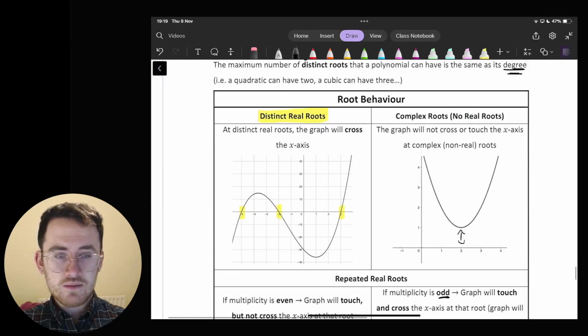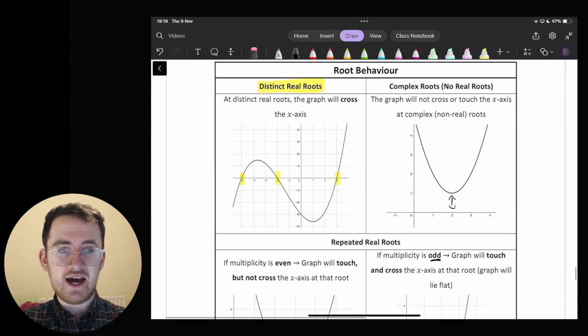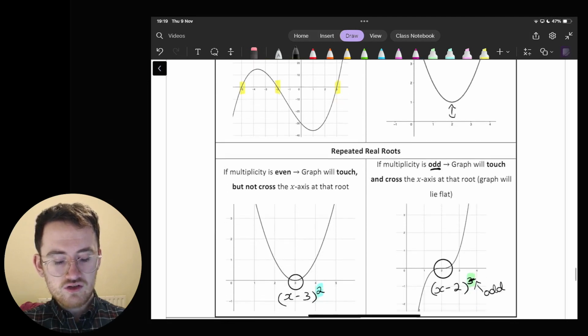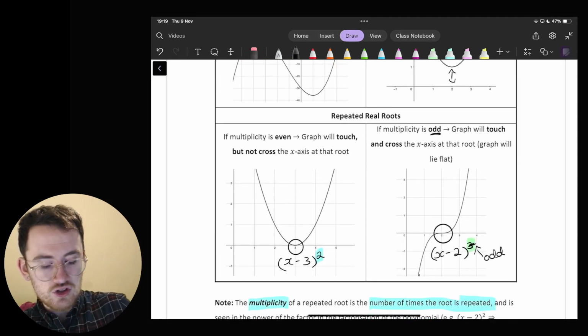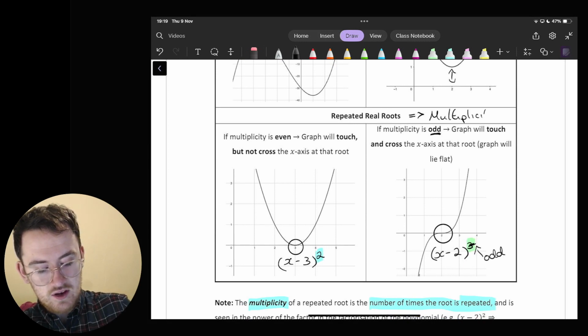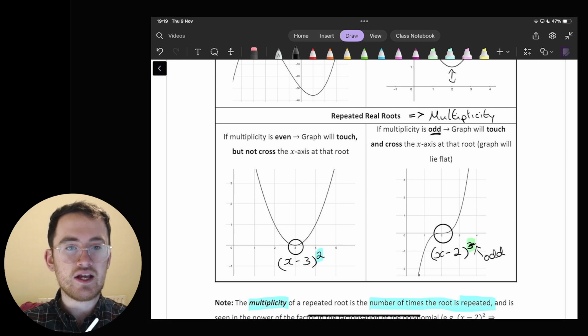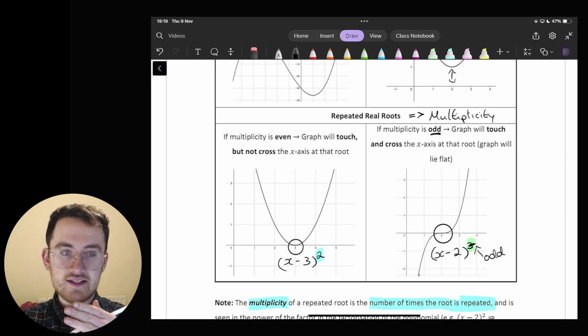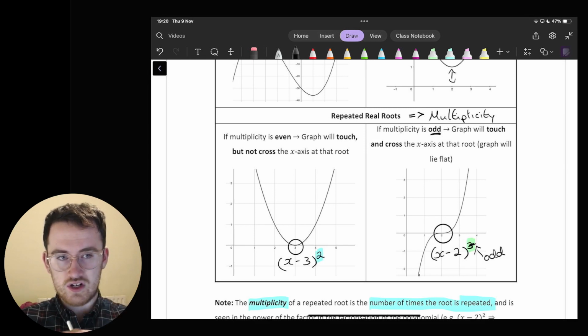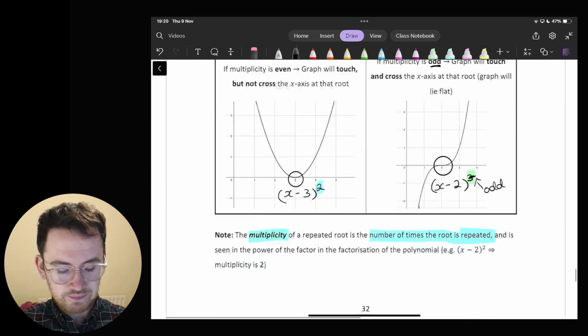So again, it just comes down to the three different types of root behavior. We have either distinct real roots where it crosses through the x-axis, complex roots where it doesn't even touch the x-axis, or repeated real roots. And for the repeated, we have to just remember to look at the multiplicity. So if the multiplicity is even, if the root is repeated an even number of times, then the graph is going to touch the x-axis there. If it's repeated an odd number of times, it will lie flat. It will touch and cross, if you like. So it does cross over, but it doesn't just cross straight through. It lies flat at that point.